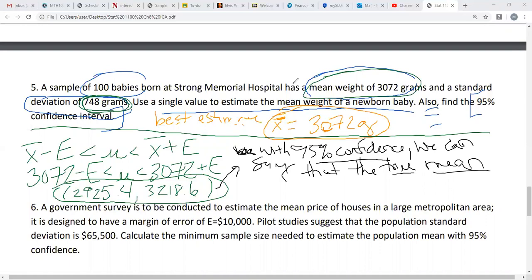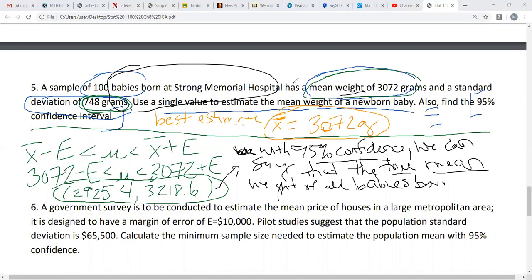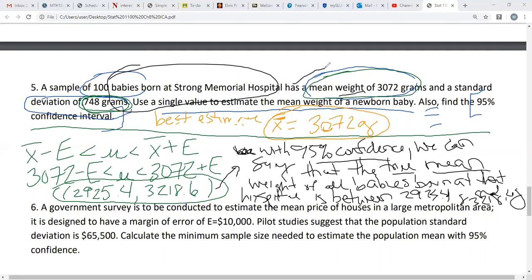So the true mean weight of all babies born at that hospital, and I'm just putting at that hospital instead of writing it out, is between 2,925.4 grams and 3,218.6 grams. I'm going to go ahead and clear that and move on to number 6.